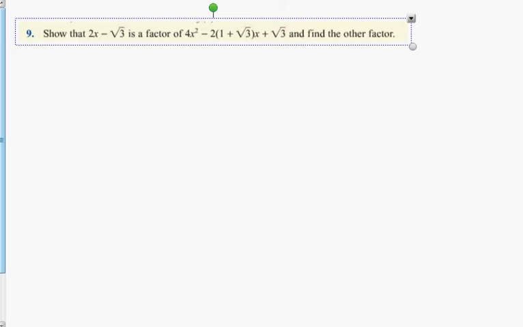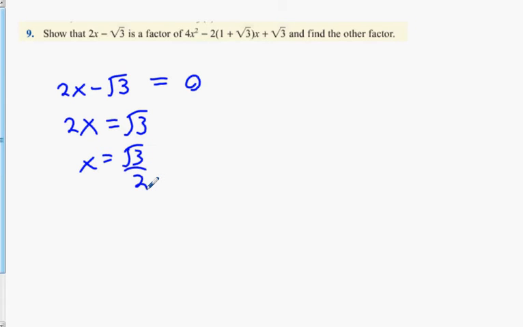Show that this is a factor, and then find the other factors. Now, stuff just got serious for a second, right? But look, it's the same stuff. This is a factor. Everybody agreed with that? So what's the root then? 2x equals root 3, x equals root 3 over 2.